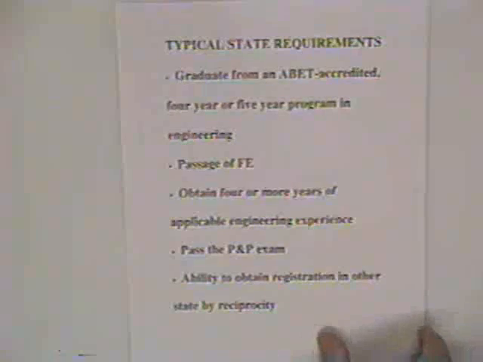But by and large, 45 or so of the states just require the passage of the FE, followed by the necessary experience, followed by the examination in the P&P in order for registration. And so in most states you would be able to obtain registration by reciprocity.